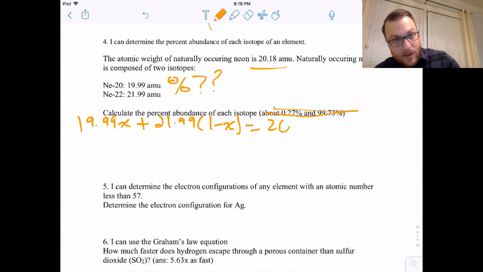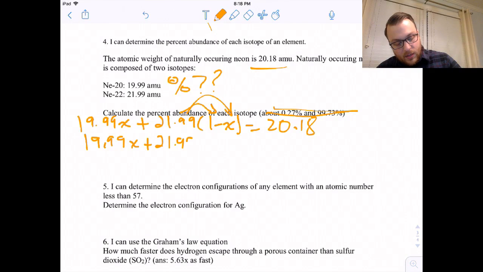Do a little lovely distribution here, and you get 19.99x plus 21.99 minus 21.99x equals 20.18. I'm going to combine some beautiful like terms.